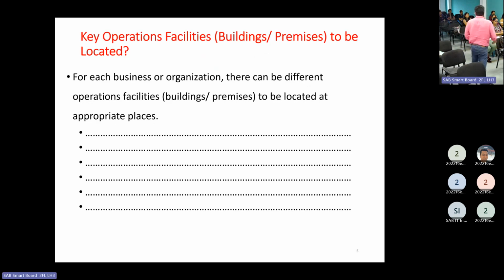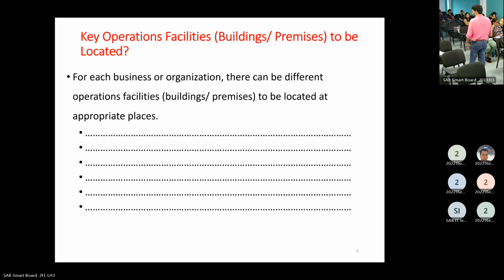Don't misunderstand. When we mean operations facilities, we mean main buildings and premises. Write it down. Main buildings and premises and other locations used in operations, used in business. Nothing else. One might think of different meanings of facilities, but here facilities means operational facilities, which means buildings, premises, and other.